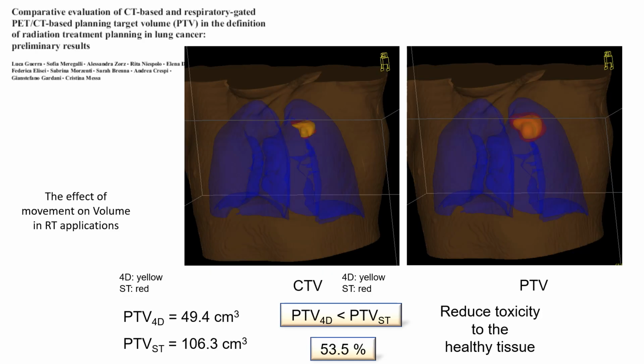In this paper, the use of 4D PET in radiotherapy applications has been investigated. On the left, the clinical target volumes, on the right, the planning target volumes. Yellow are the volumes from a 4D acquisition, and in red the volumes from a standard PET acquisition. The knowledge of the real displacement of the target during breathing allows the reduction of more than 50% of the treated volume, with the result of reducing irradiated volumes and potentially the toxicity to the healthy tissue.